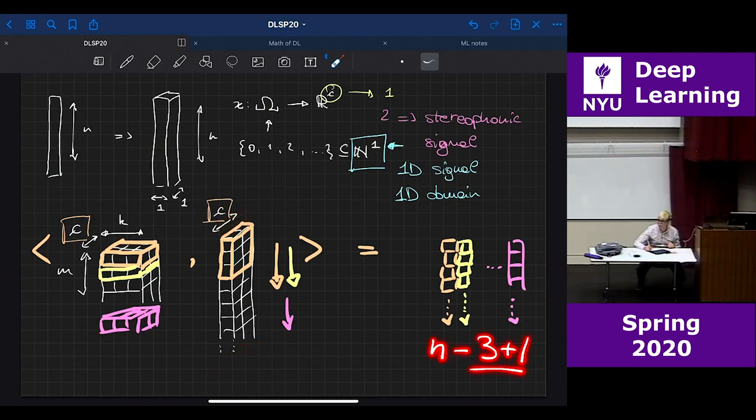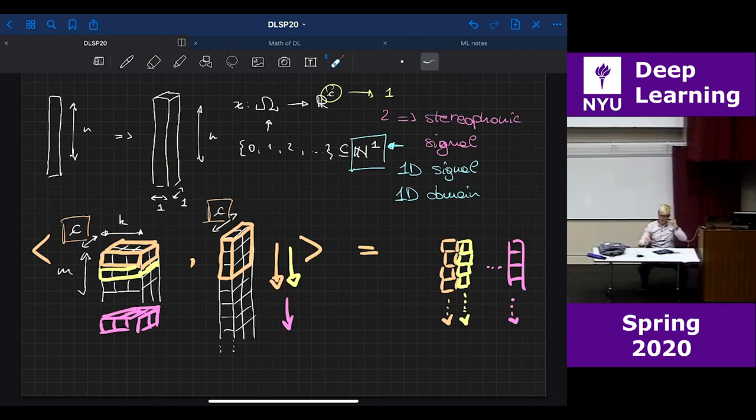So you lose two. One on top. Okay, in this case, you lose two at the bottom. If you actually do a center convolution, usually you lose one at the beginning, one at the end. Every time you perform a convolution, you lose the dimension of the kernel minus one.